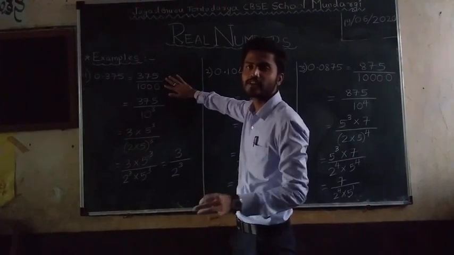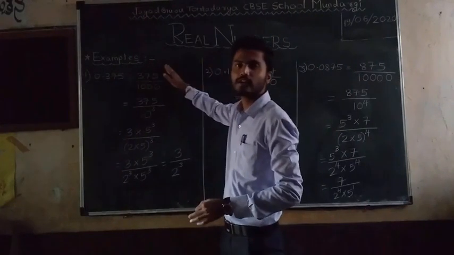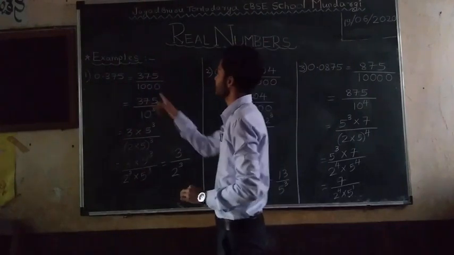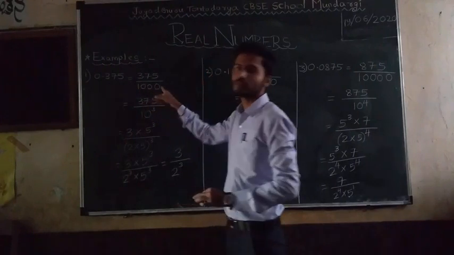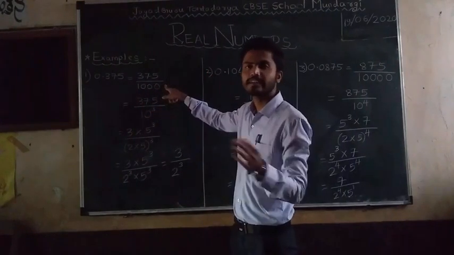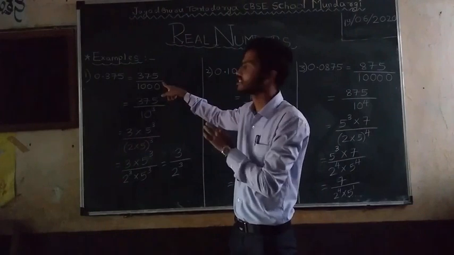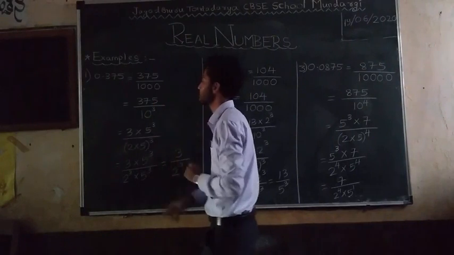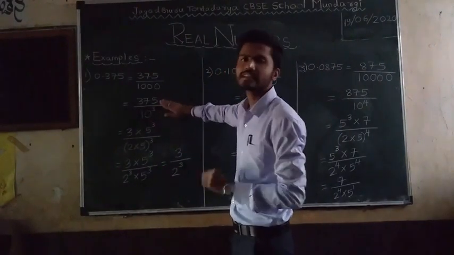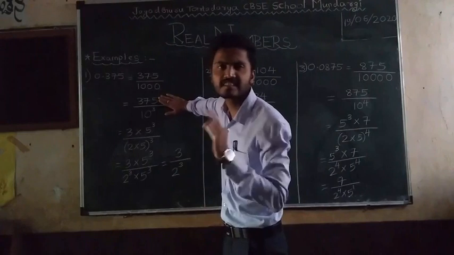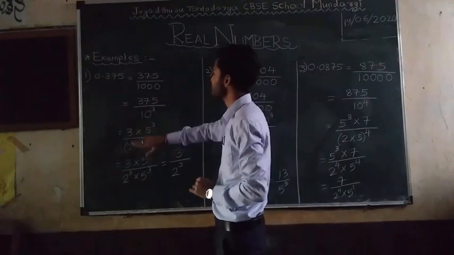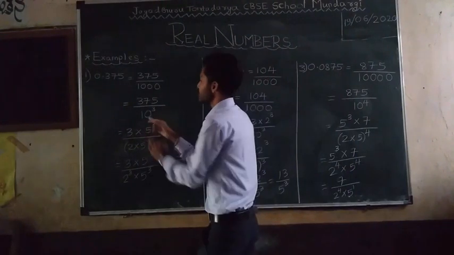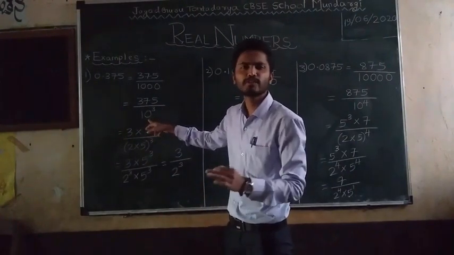In 9th standard, you have learned how to convert it into a p by q form: 375 divided by 1000. Now, 1000 can also be written as 10 raised to 3, which is nothing but 10 into 10 into 10, which is 1000. So, 375 divided by 10 raised to 3. To simplify this a little more, we shall prime factorize 375. The prime factorization of 375 is 3 into 5 cube.